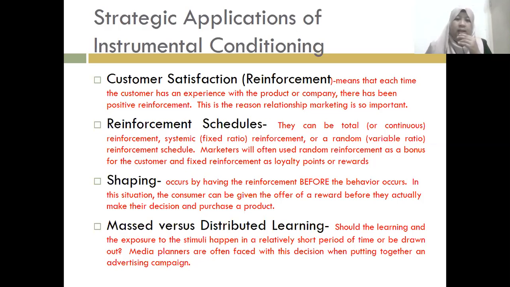So this is something like you have to be given a certain picture before the behavior occurs. They say in here the consumer can be given the offer of the rewards before they actually make the decision and purchase of the product.